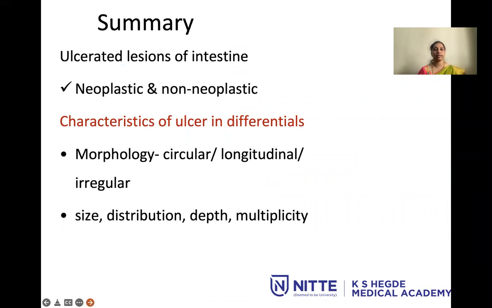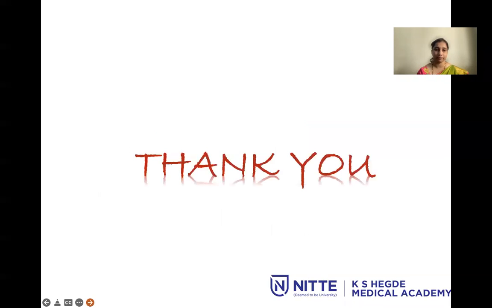So to summarize, ulcerated lesions can be classified as neoplastic and non-neoplastic ulcers. And when you are assessing an ulcerated lesion, certain characteristics like morphology of the ulcers, whether the ulcers are circular, oval, longitudinal, or whether it is transverse or irregular, and also in addition size, distribution, depth, and also multiplicity you should assess. Thank you.